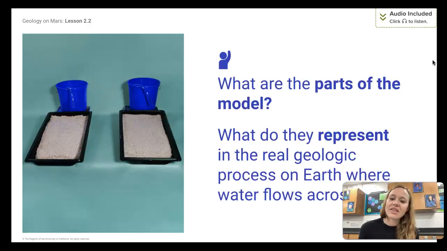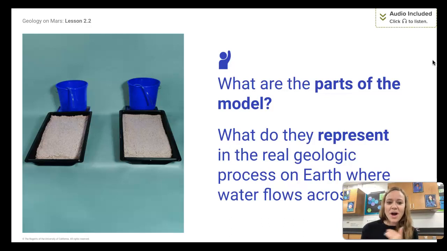You're going to create a model that looks a little bit like this. We have it set up a little bit different in our classroom, but we're going to think about what are the parts of the model, what do they represent in the geological process on Earth, and what do they represent in our geological process on Mars, and what each piece of our model is. I'm going to let you think about that.